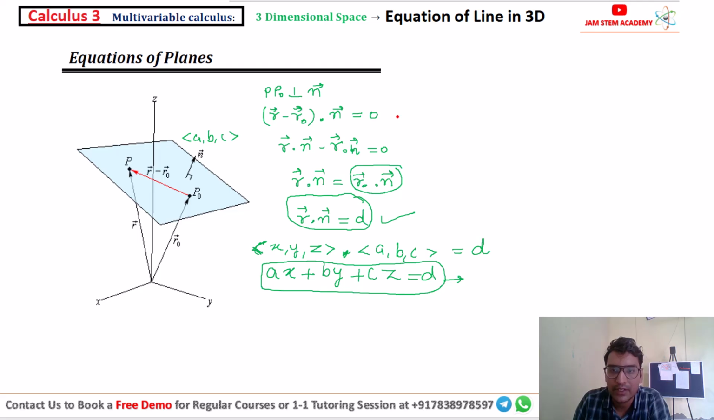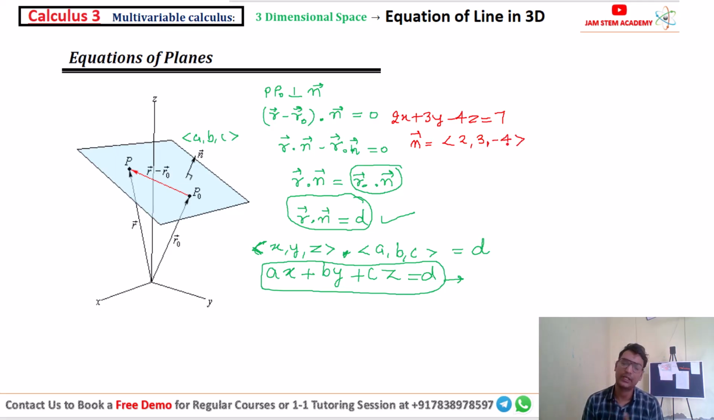So the equation of the plane is 2x plus 3y minus 4z equals 7, let's say. So the normal vector to this plane will have the direction ratios 2, 3 and minus 4. So if the equation of the plane is given, we can always find the normal vector.